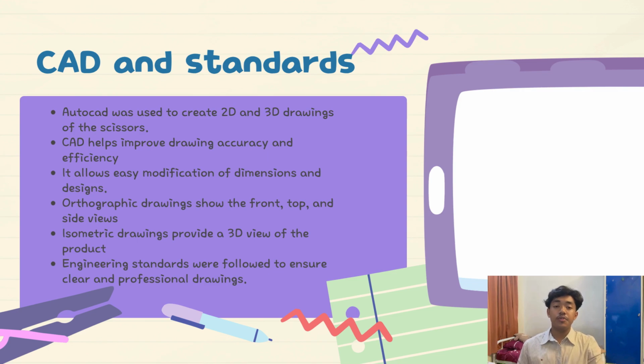So next, I'm going to talk about the CAD and standards. So AutoCAD was used to create the 2D and 3D drawings of our scissors. So how does CAD help us? It helps us improve drawing accuracy and also efficiency. It allows easy modification of dimensions and design. Orthographic drawings show the front, top and also side views, while isometric drawings provide a 3D view of the product. Engineering standards were followed to ensure clear and professional drawings.